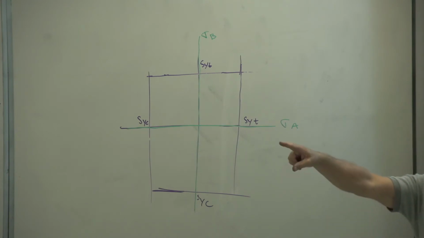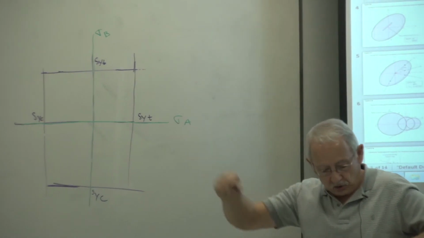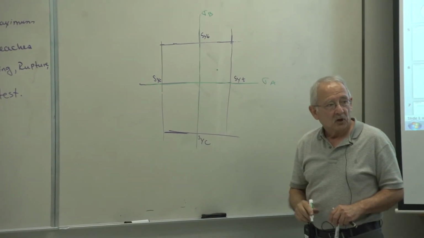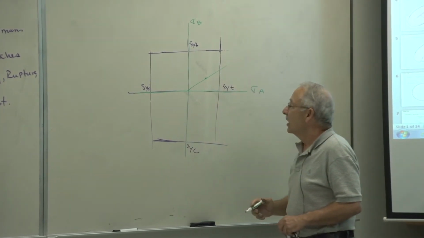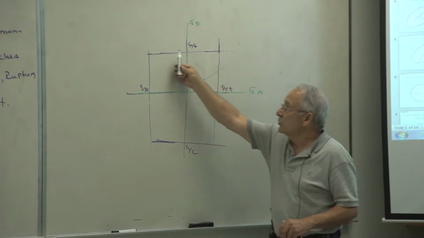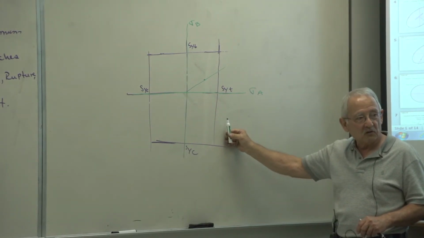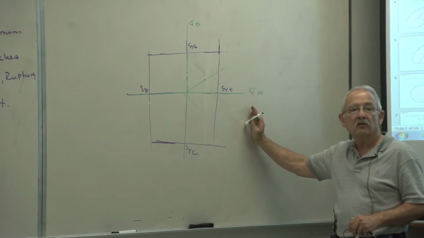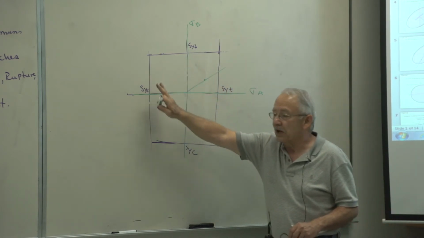If I have a case like that, with sigma A and sigma B as principal stresses, all I need to do is plot the point. Connect from the origin to that point. If the point falls within this region, then there's safety. There's no failure. If the point falls outside of the region, the part will have failed. This is the safe area.